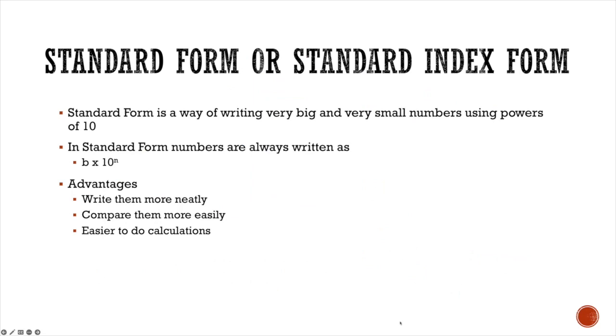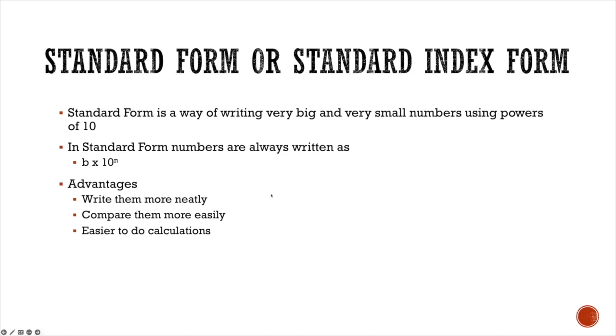Standard form or standard index form. In standard form, what we are doing, we are writing very big or very small numbers using power of 10. So what we have to do, we have to put the decimal point after the non-zero value, and we have to see which side the decimal point is shifting to. If it is going to the right side, it is minus. If it is going to the left side, it is positive.